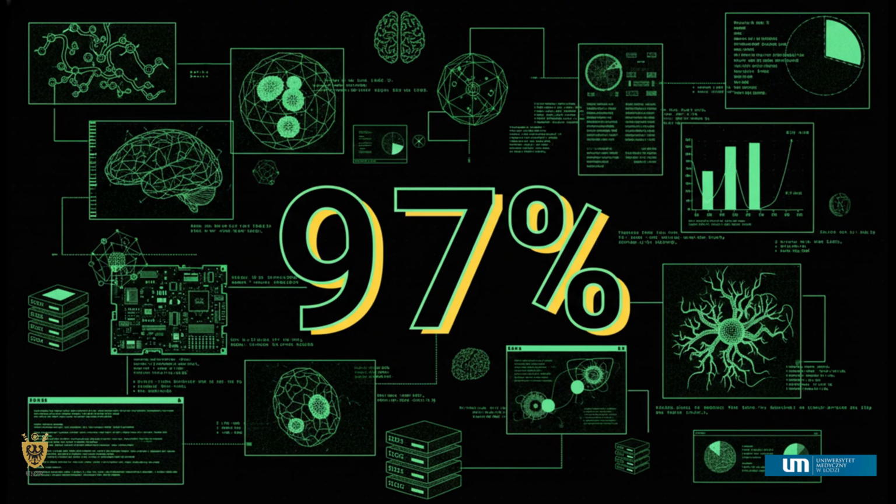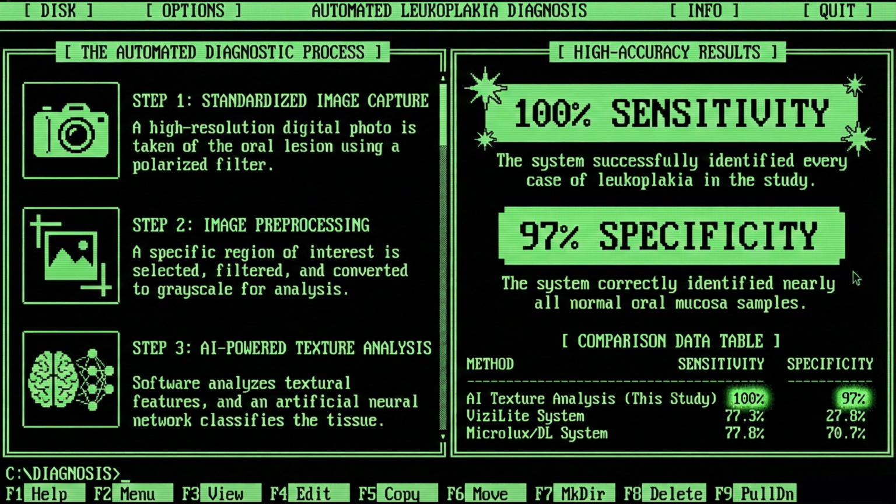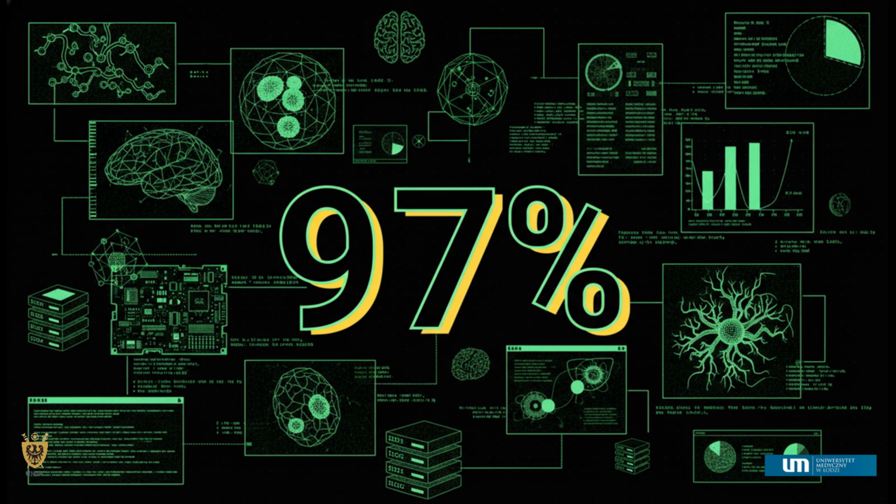So what about the other side of the coin? Specificity. That's the ability to correctly identify healthy tissue. Here, it scored 97%. Now, remember that other system we talked about, the one at 28%? This is a massive leap forward. It means an incredibly low number of false alarms, potentially saving a lot of people from the stress and cost of an unnecessary biopsy.